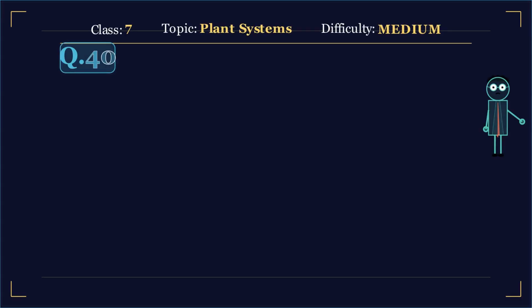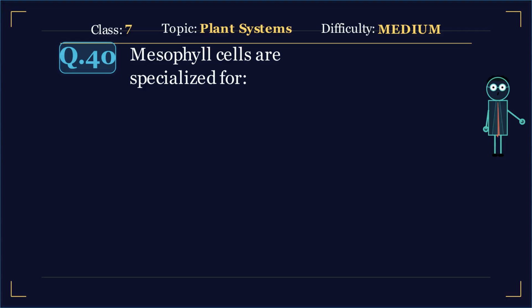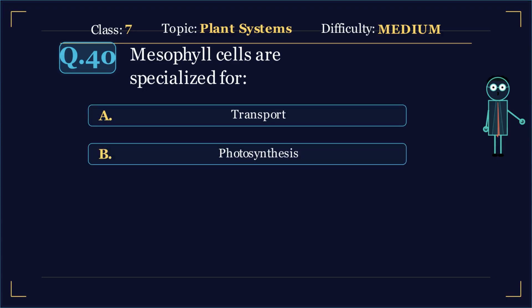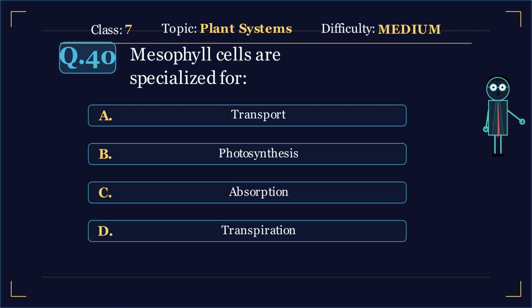Question 40. Mesophyll cells are specialized for. Option A, transport. Option B, photosynthesis. Option C, absorption. Option D, transpiration.